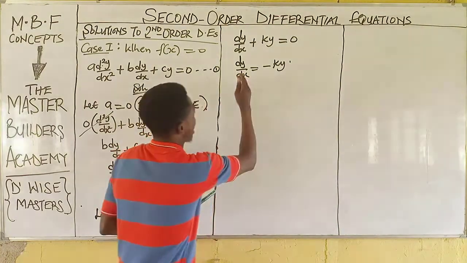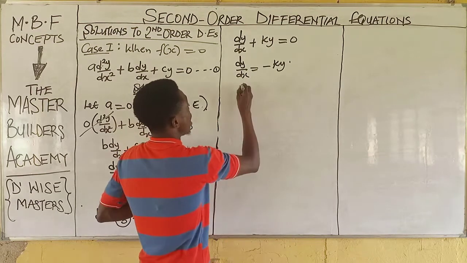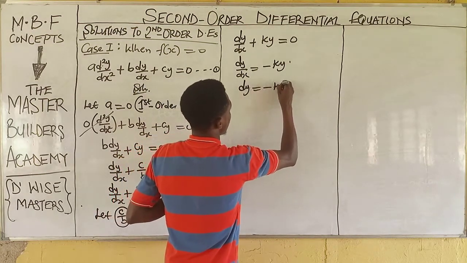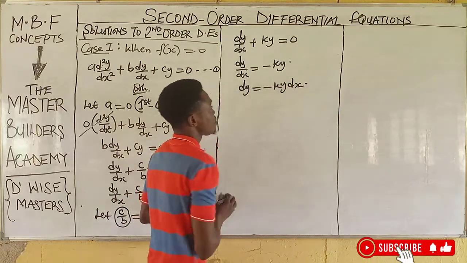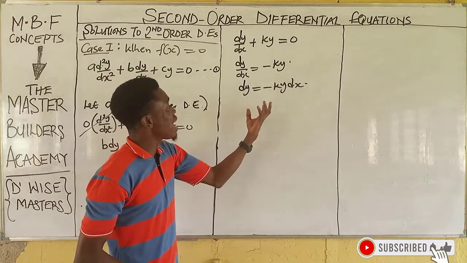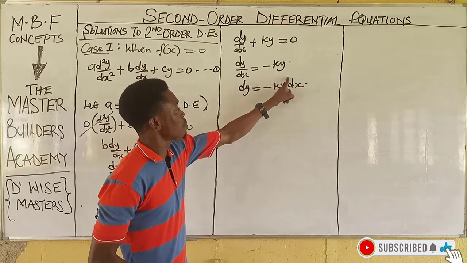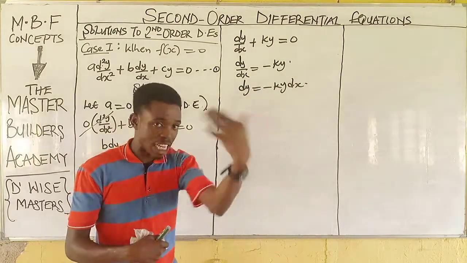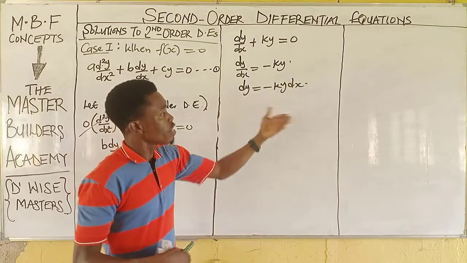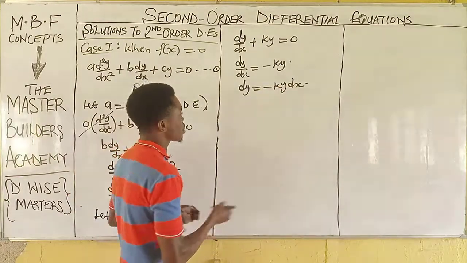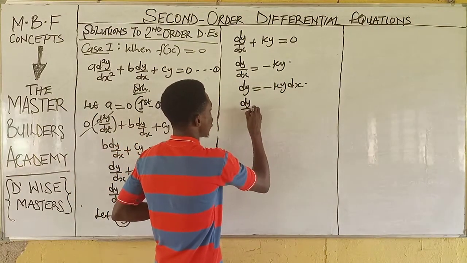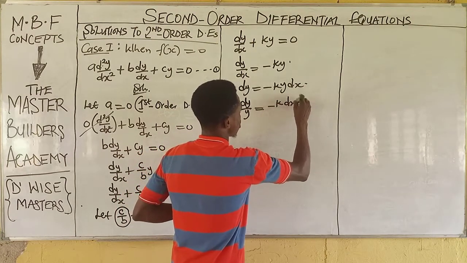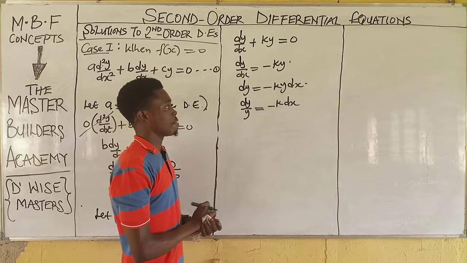So to separate the variables, all I need to do is to first cross multiply, and I will have dy is equal to minus ky dx. So to take y from the right hand side to the left hand side, all I need to do is to divide both sides by y. When I divide both sides by y, I'm going to have dy over y is equal to minus k dx, because we cancel the y that we have here.